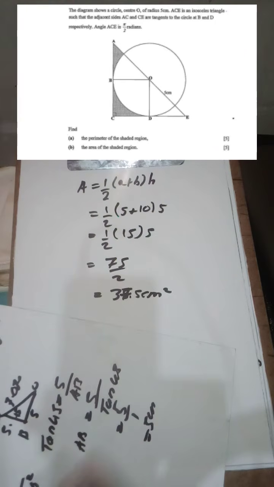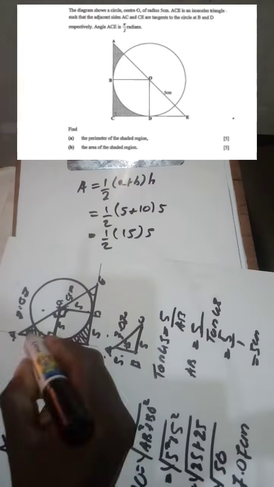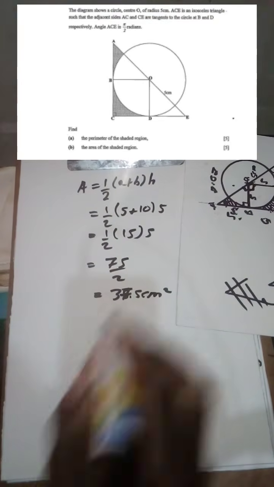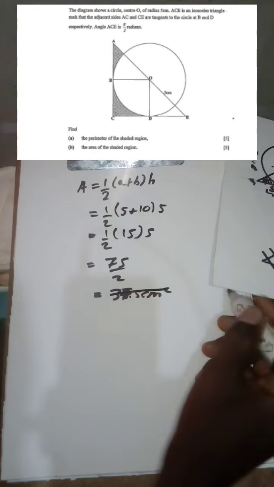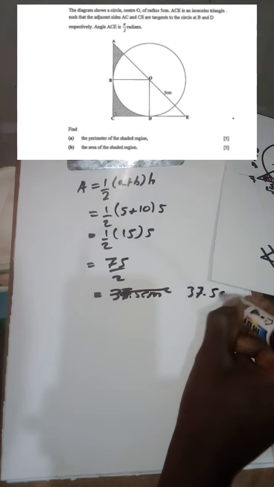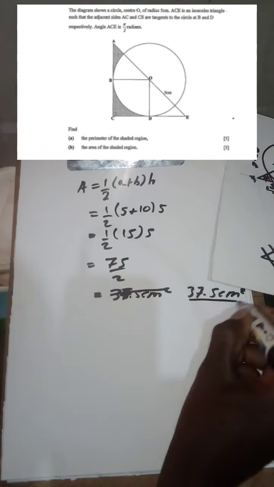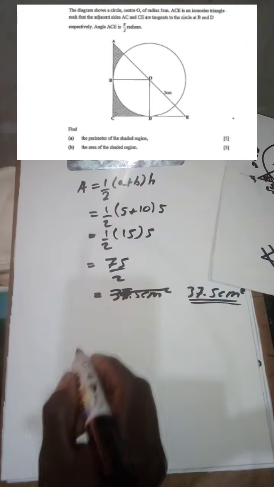So now we have found the area of the trapezium, and remember this sector is inside the trapezium, so it's just a matter of finding the area of that sector, then subtracting it from the total area. I'll write it here: 37.5 centimeters squared is the area of the trapezium.